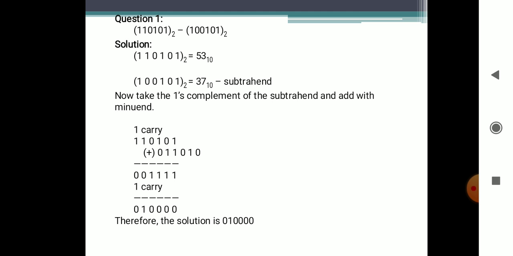So the solution is 010000. So this is the binary subtraction using 1's complement. As we had a carryover in the result, we added that carryover to the least significant bit.